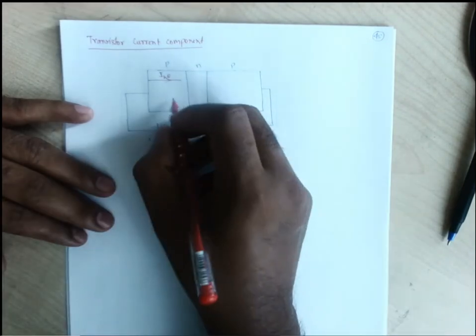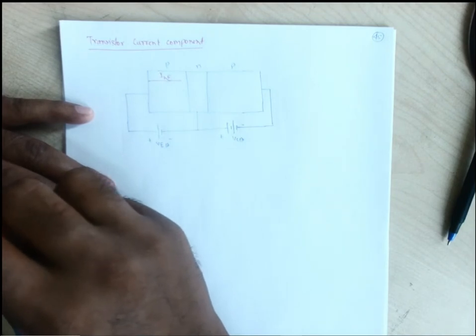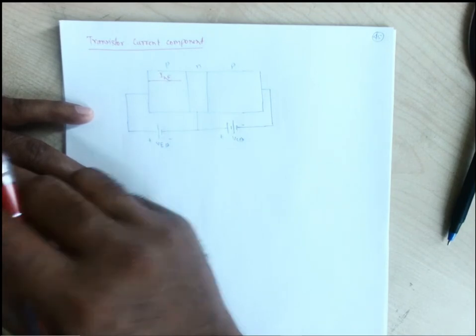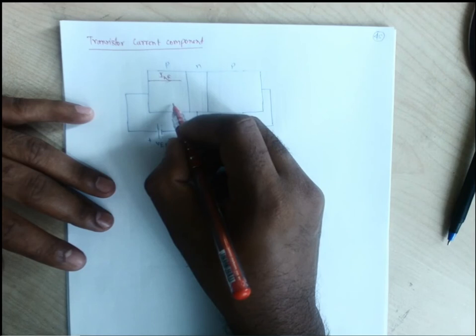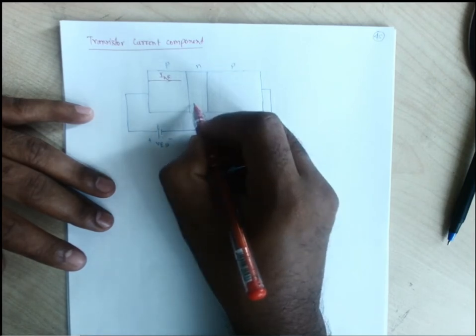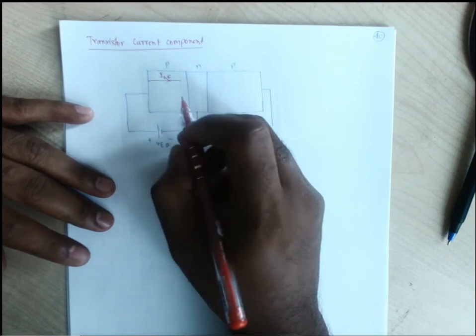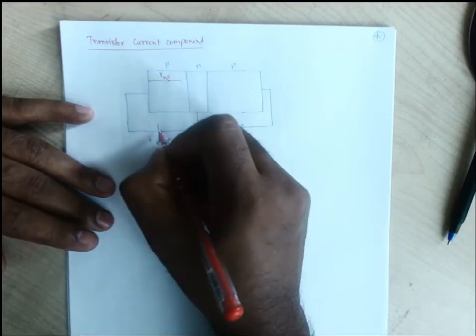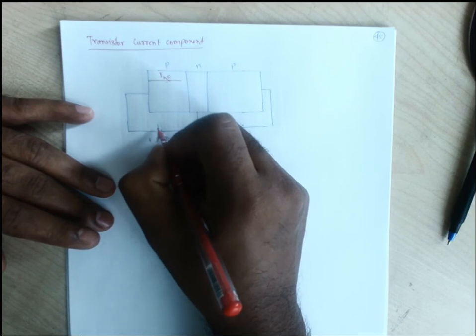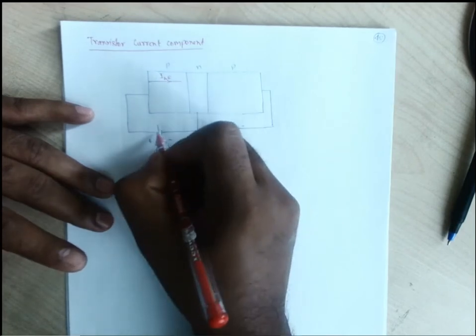Now this P region will also have certain minority charge carriers. These minority charge carriers are the electrons. So these electrons will move from this side to this side, right? These electrons will be attracted because holes have been injected.